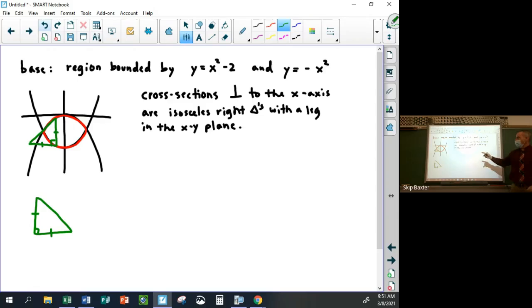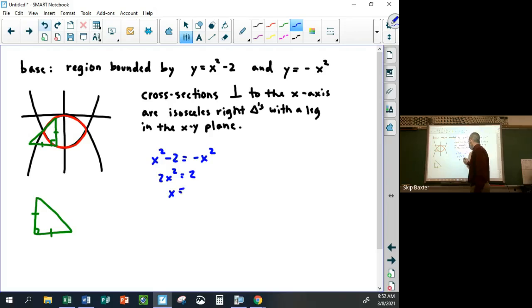All right, so what do we need here before I go any further? I need points of intersection because I need limits of integration, right? I need A and B. So this is just going to be x squared minus 2 equals negative x squared. So 2x squared equals 2. X is plus or minus 1. Okay, so now I have limits of integration, plus or minus 1.